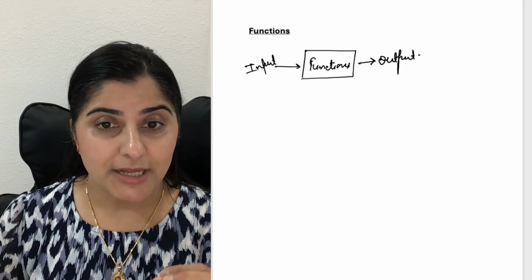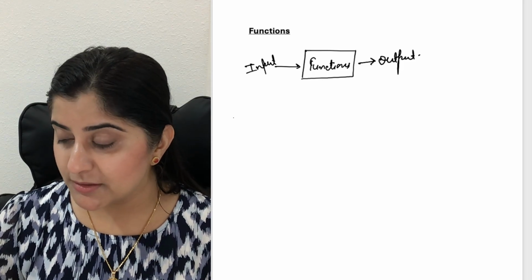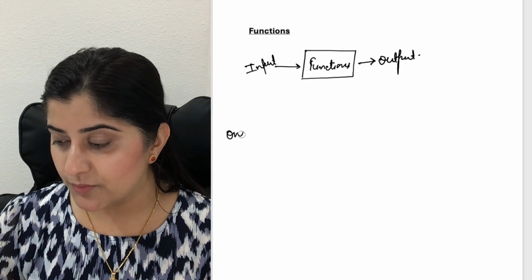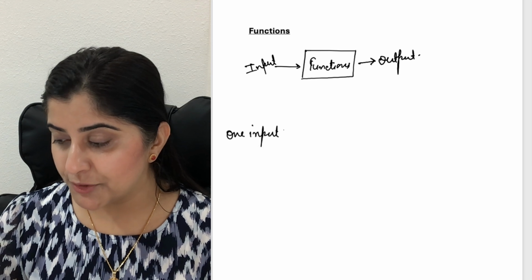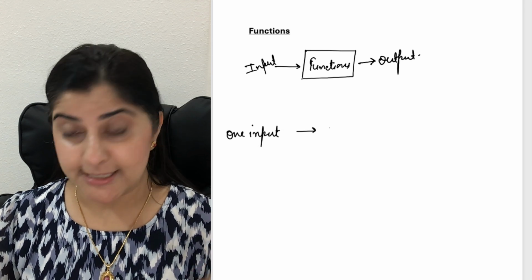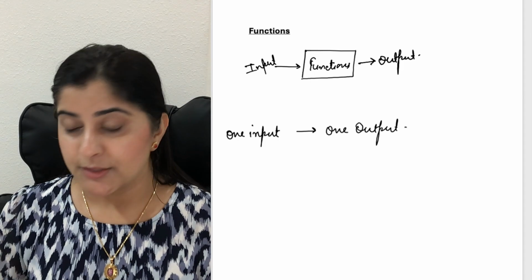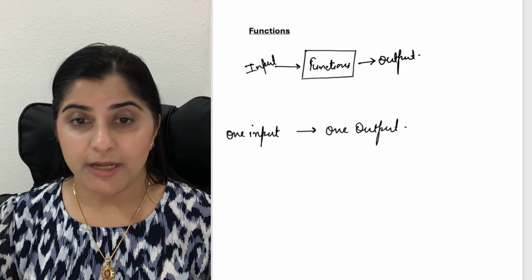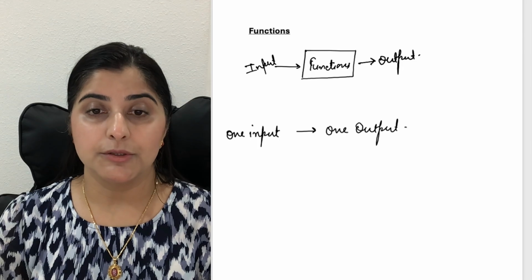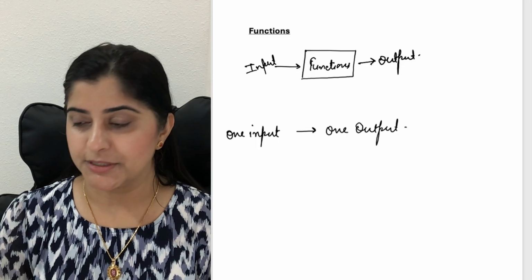So what is the specialty of those machines? The specialty of those machines is that one input should have only and exactly one output. So machines in which one input has exactly one output are called functions.